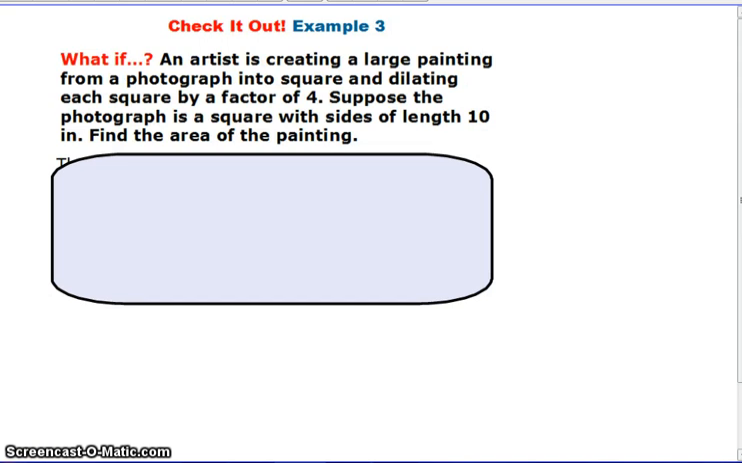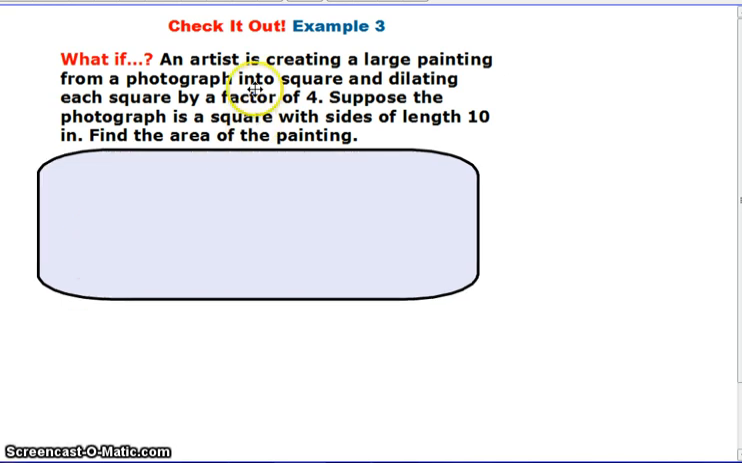Okay, check this out. What if an artist is creating a large painting from a photograph into a square and dilating each square by a factor of 4? Suppose the photograph is a square with sides of length 10 inches. What would the area of the painting be? It's kind of phrased strangely, isn't it?